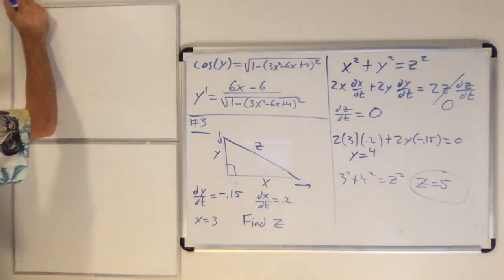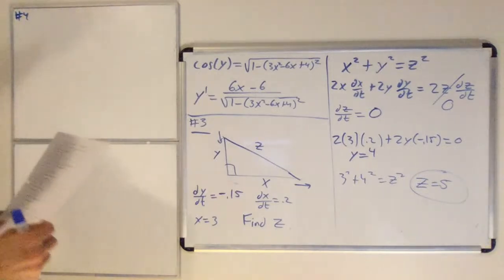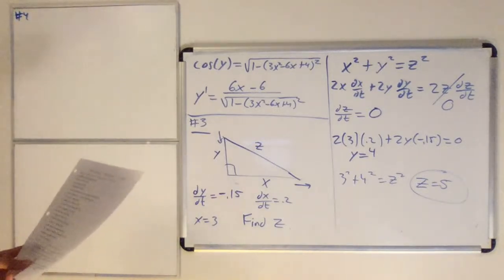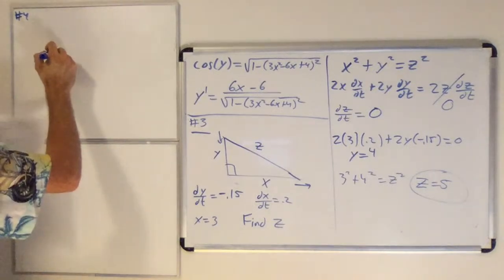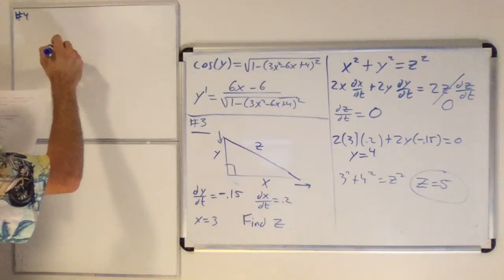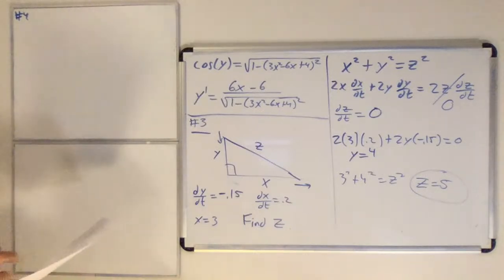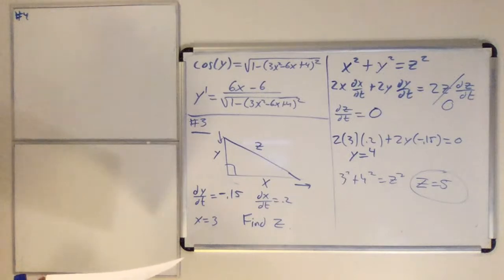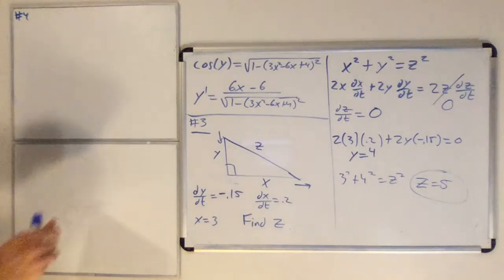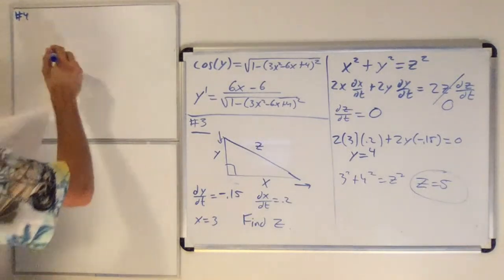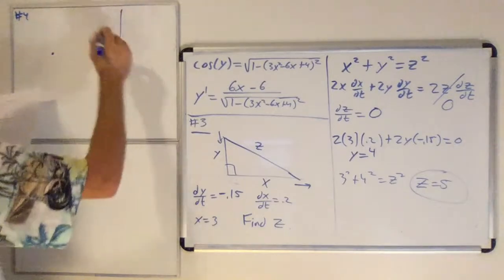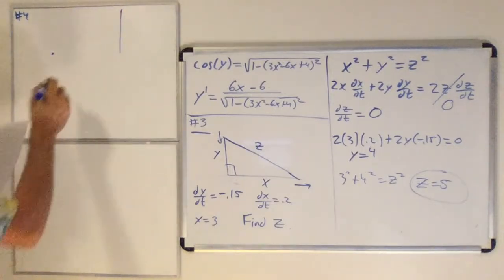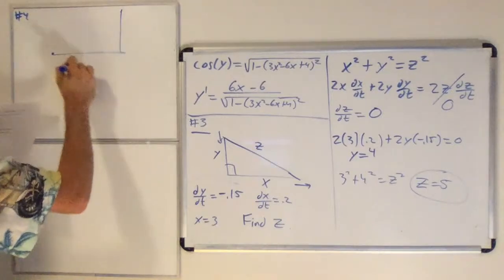So this is number 4. A spotlight on the ground shines at a wall 12 meters away. You know how you could tell that I stole these questions is that they use the metric system. I would never use the metric system if I wrote the questions. Okay, never mind. I actually may have written this question. So it shines on the wall 12 meters away. We have a wall over here, and it's 12 meters away.